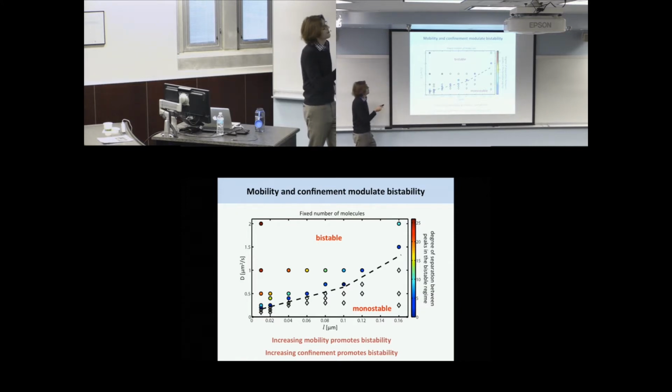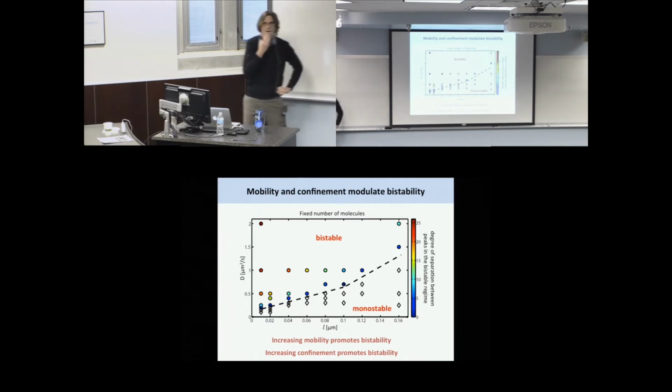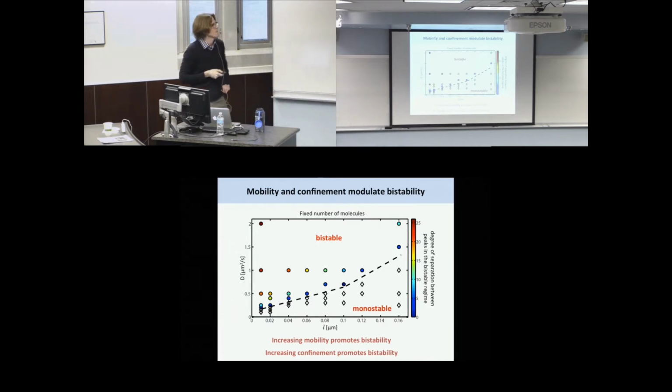So we're fixing the number of molecules. I'm not plotting concentrations, I'm plotting the confinement length. So as L gets lower, the concentration goes up. This is the diffusion coefficient, so regardless of dimensionality, that stays the same units. Right? So the square root of Dt tells you roughly how far you go in a given time.